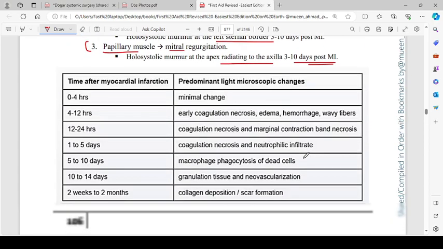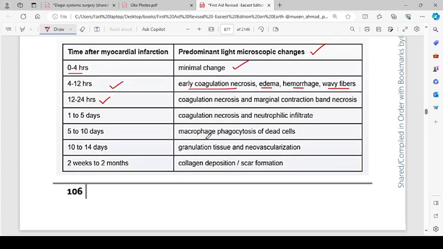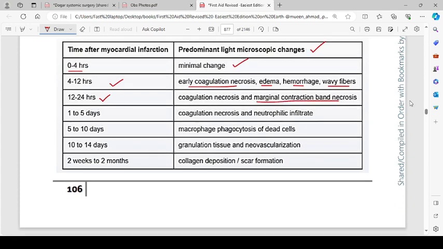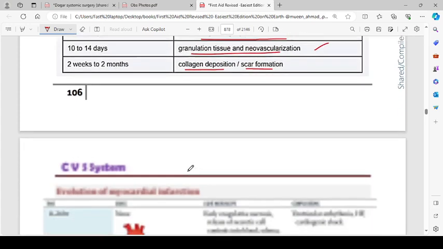So, time after the myocardial infarction and the predominant light microscopic changes. From 0 to 4 hours, there will be minimal change. 4 to 12 hours, early coagulative necrosis, edema, hemorrhage, and wavy fibers. From 12 to 24 hours, coagulative necrosis and marginal contraction band necrosis will be seen. In 1 to 5 days, coagulative necrosis and neutrophilic infiltrate will be seen. 5 to 10 days, macrophage phagocytosis of the dead cells. From 10 to 14 days, granulation tissue and neovascularization. 2 weeks to 2 months, collagen deposition and scar formation will be present.